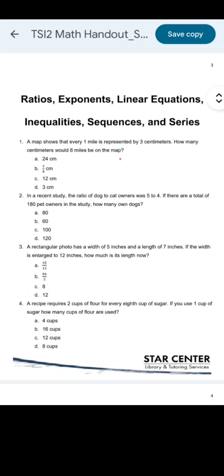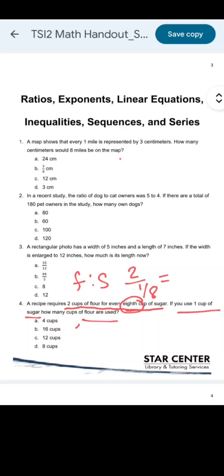Question number 4. A recipe requires 2 cups of flour for every 1/8 cup of sugar. I am comparing flour to sugar. And it says 2 cups for every 1/8. Okay, I messed up the first time I did this. I did 8. So please make sure you pay attention. And they got us because they use letters instead of numbers. Raggedy. I told you these people don't care about you. If you use 1 cup of sugar, how many cups of flour?